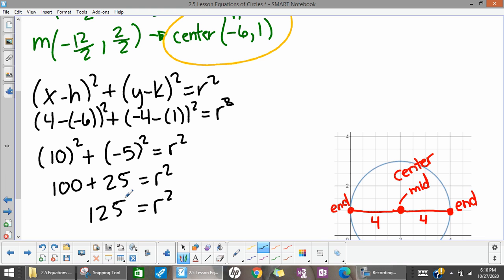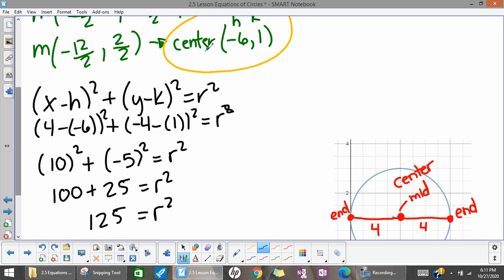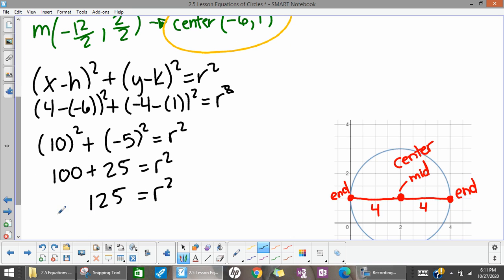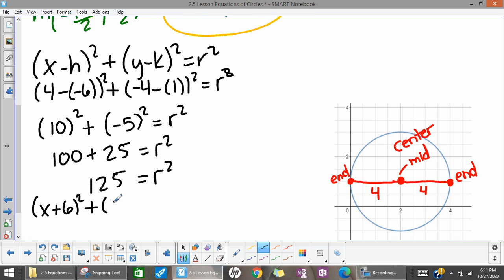And so again, I don't need to know what r is. I just need r squared, so I can plug it back in the formula. And so finally, very finally, we can plug the center and the r squared in. Since our center h is -6, we're going to have a +6. Since k was +1, we're going to have a -1. And then r squared was 125.